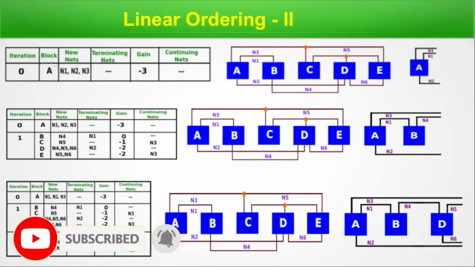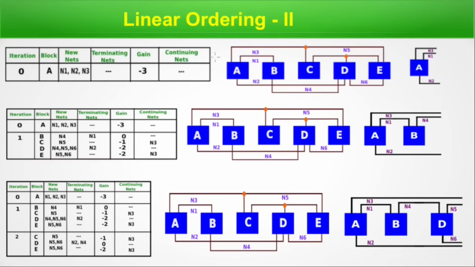So in first iteration, block A is there. New nets are N1, N2 and N3, and terminating net, there is no terminating net. Gain is -3. Next iteration 1 is done. So now next iteration. So we have B, C, D, E. 1 is placed, right? So B, C, D, E. In B, N4 is new net. Terminating net is N1. So gain is 0.